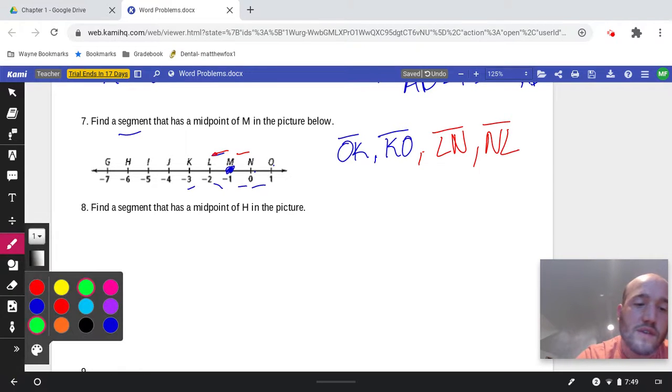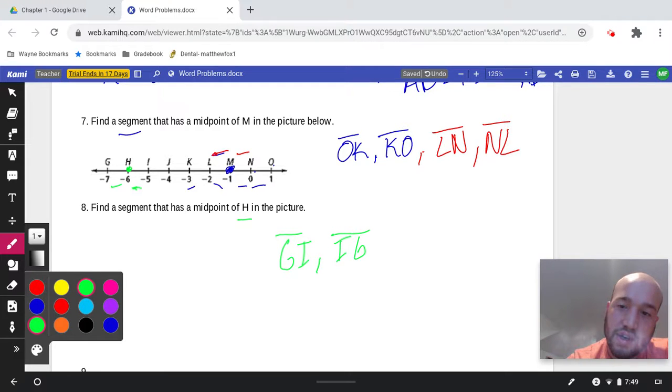Our next question says find a segment that has a midpoint of H in the picture. H is over here. There are fewer options for this. It could only go 1 to the left, which means it can only go 1 to the right. So our two options are GI, don't forget your segment mark, or IG.